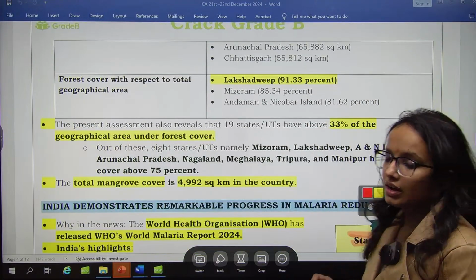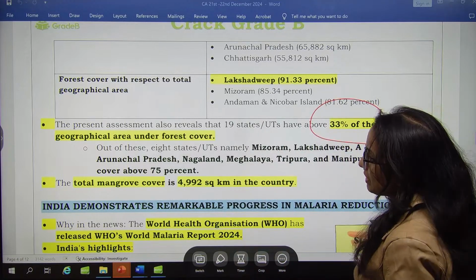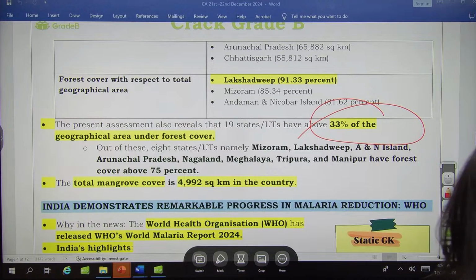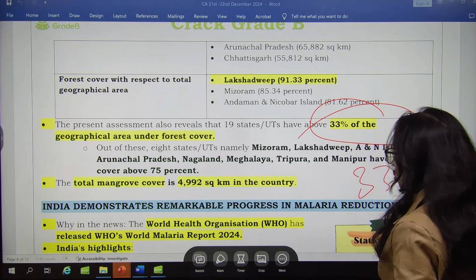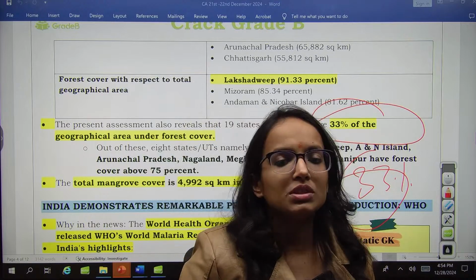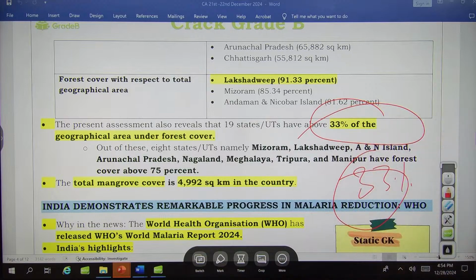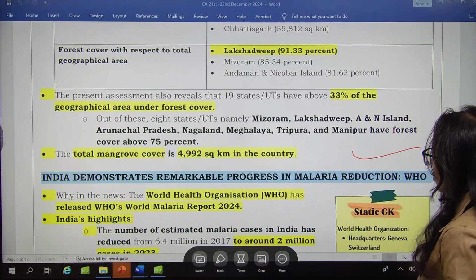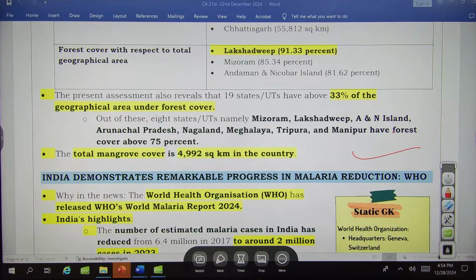And at present, if you look, 19 states and UTs together have above 33% of geographical area under forest cover. So 33% is ideal, that it should be at least this, right? Remember 33%. At the global level, it is ideally accepted that at least 33% of the geographical area should be under forest cover. So this is good that we are moving towards the afforestation drive, right? And among these are the states Mizoram, Lakshadweep, states and UTs, which have 75% of their geographical area under forest cover. So remember this thing.